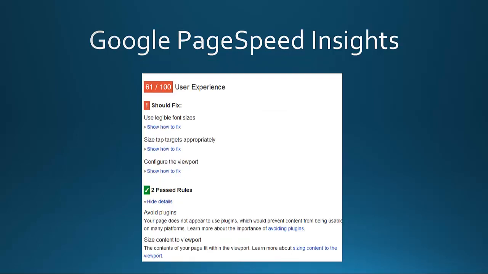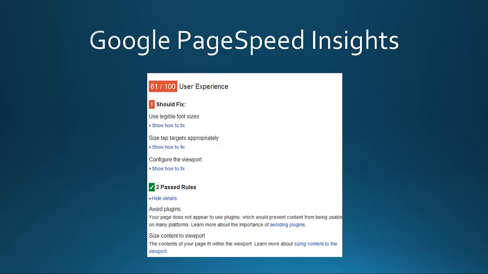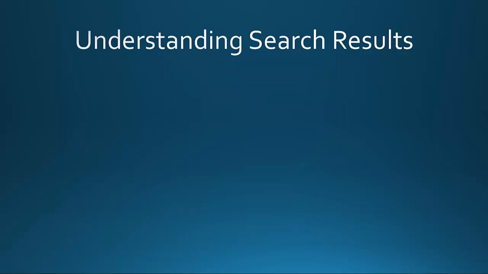You can see here from a user experience level, it says 61 out of 100. Use legible font sizes, size tap targets appropriately, configure the viewport. So these are all things that you should fix. It passed different rules, and these are all things that it shows you within this tool. It's a very powerful tool that you can use when doing your mobile optimization.